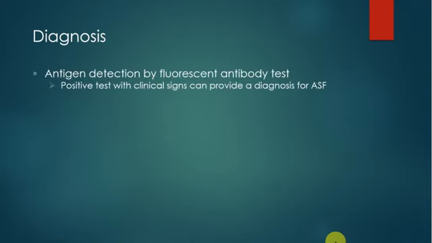Another way of diagnosing this as well, just using a fluorescent antibody test. If you do get a fluorescent antibody test and that pig's showing clinical signs, it can provide a diagnosis for ASF, but the best way is to do that virus isolation and also the agglutination test as well, just to make sure you have it.